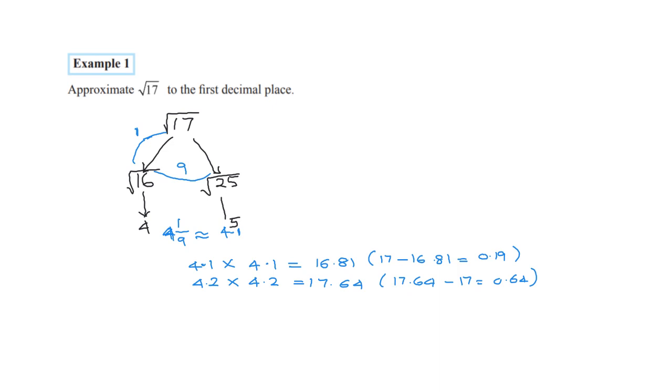The 4.1 gap is less. So we can tell 4.1 is the correct answer for root 17 to approximately 1 decimal place. So we can write like this: root 17 is approximately equal to 4.1 to 1 decimal place.